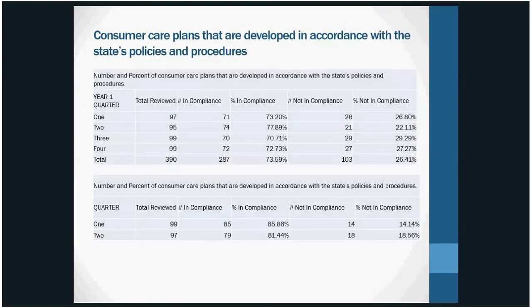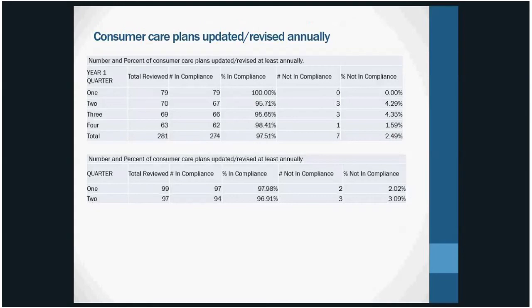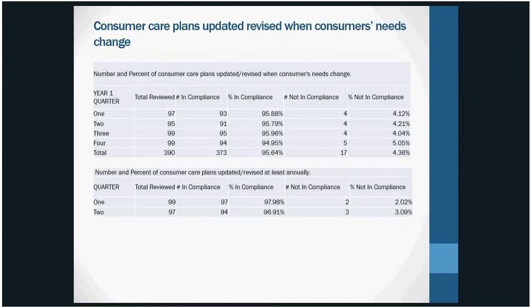For consumer care plans that are developed in accordance with the state's policy and procedure, remember that this is all of the service plan performance measures kind of all put together, and so this one is always going to be the lowest performance measure we have because it's a collection of all the others, and we have almost 82% compliance with this. For consumer care plans that were updated or revised annually, we're at almost 97% compliance, so good job. For consumer care plans that were updated or revised when the consumer's name changed, we're at almost 97% for that one.